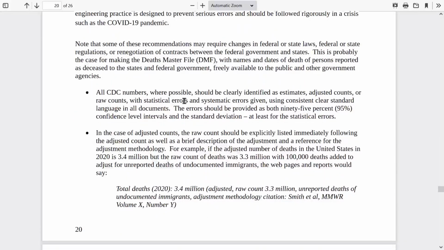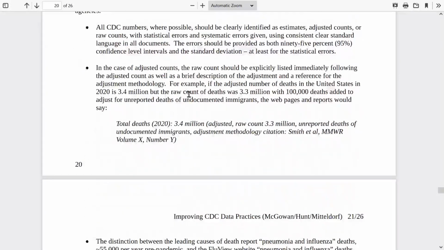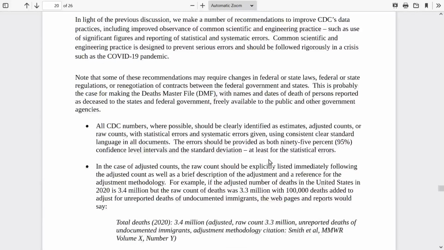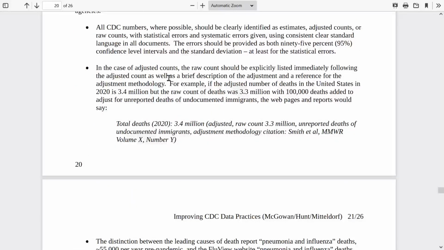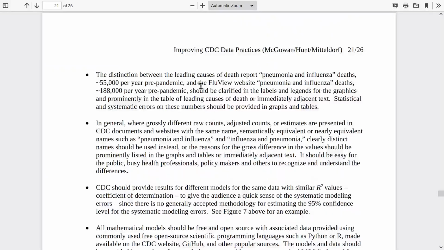So we end by making many recommendations to improve the quality of the data, make it consistent with common scientific and engineering practice, such as reporting statistical errors, systematic errors, confidence limits for all the numbers, being clear on what is a raw count of data like death certificates, an adjusted count, and what is an estimate coming from a model. This issue of exactly what the difference is between the leading causes of death reports, pneumonia and influenza deaths, and the flu site should be clearly clarified in the immediate vicinity of or in the graphics, not in the fine print, so it's clear.